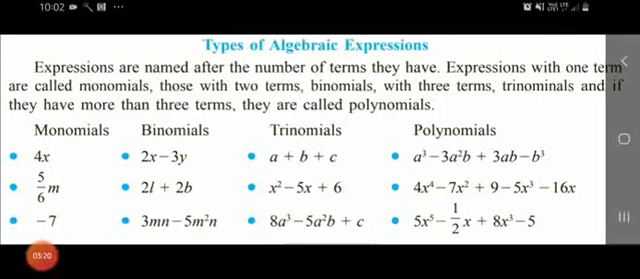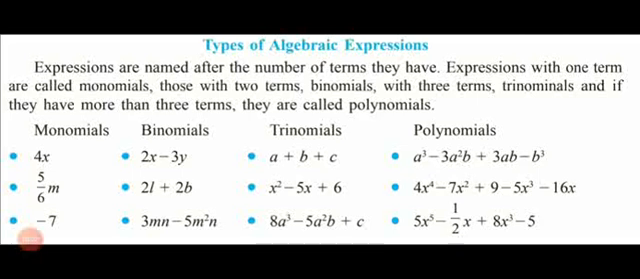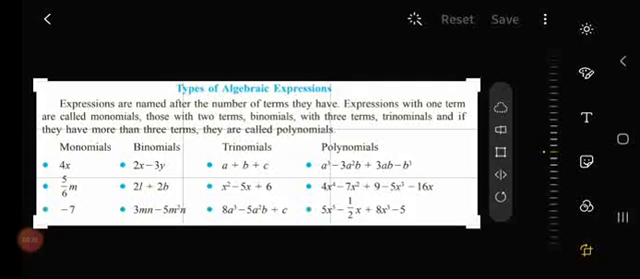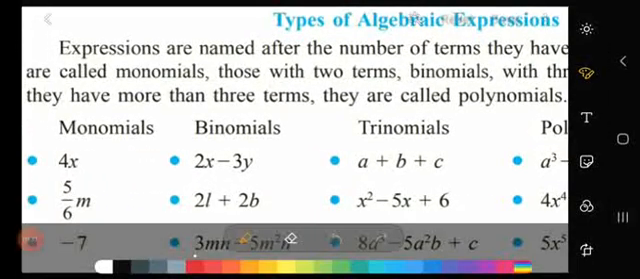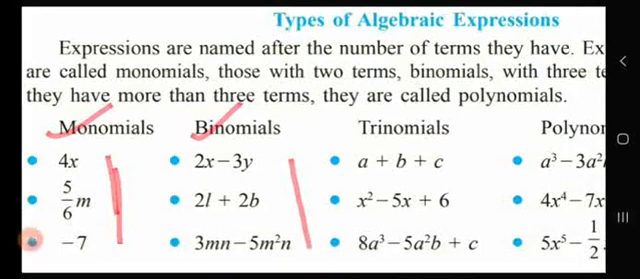Next, based on how many terms are present in an algebraic expression, there are types of algebraic expressions: monomial, binomial, trinomial and polynomial. First is monomial. Monomial means it contains only one term. These are the examples. Binomial means the expression contains two terms. This is the first term, second term, first term, second term. Like that, they contain only two terms.